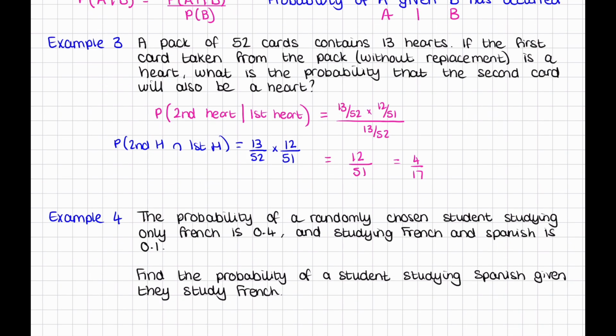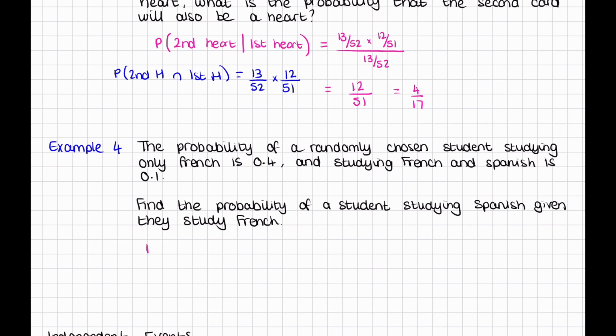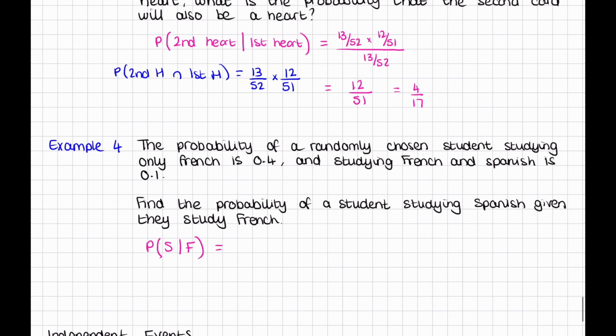The probability of a randomly chosen student studying only French is 0.4, and studying French and Spanish is 0.1. Find the probability of a student studying Spanish given that they study French. This question, we've got the probability of Spanish given they study French, which means our rule would be we want the probability of Spanish and French over the probability of French, using the rule.